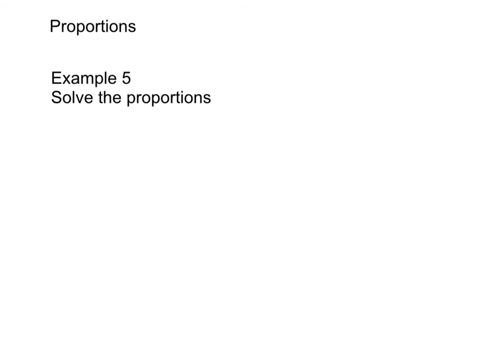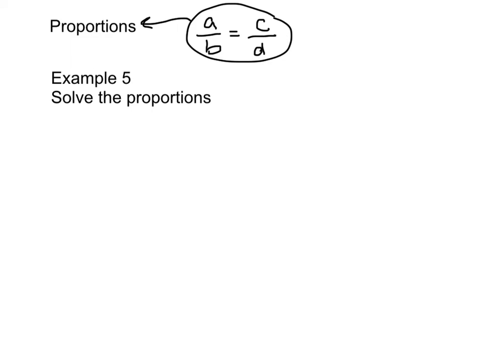The last thing we're going to talk about are proportions. Now, this should be reviewed. A proportion, if you don't know, is when you have 2 ratios, which are fractions, equal to each other. So, for example, if you had the fraction a divided by b equals c divided by d, this entire thing is called a proportion, in which you would cross multiply to solve.